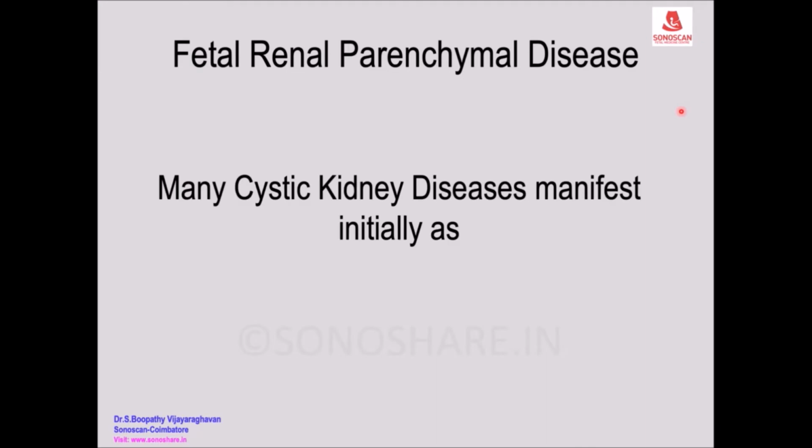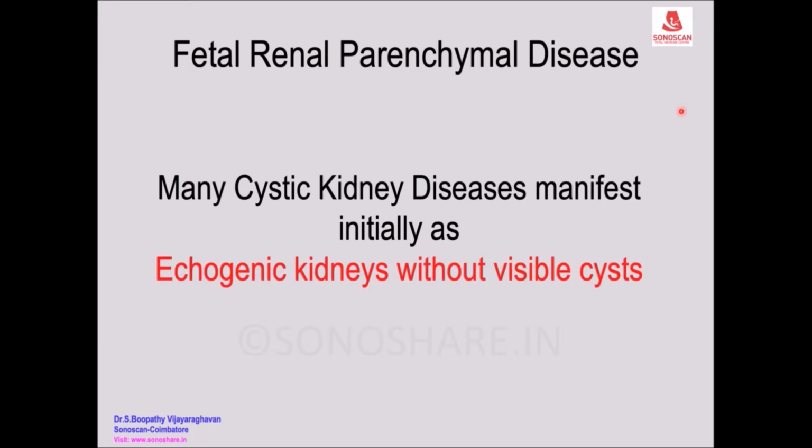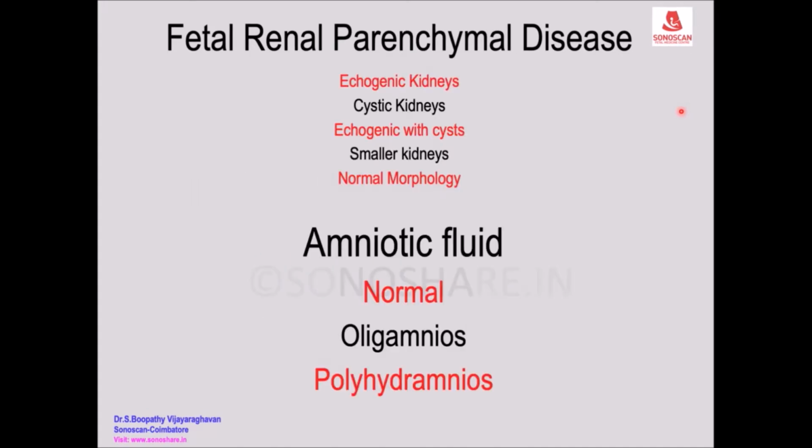Many cystic kidney diseases manifest initially as only echogenic kidneys without visible cysts. As a result, echogenic kidneys and cystic kidneys are considered together. There can be polyhydramnios.